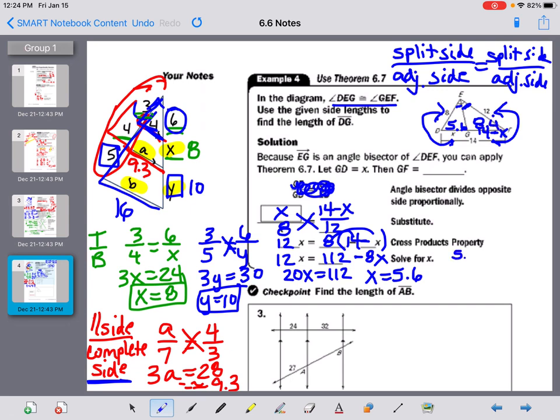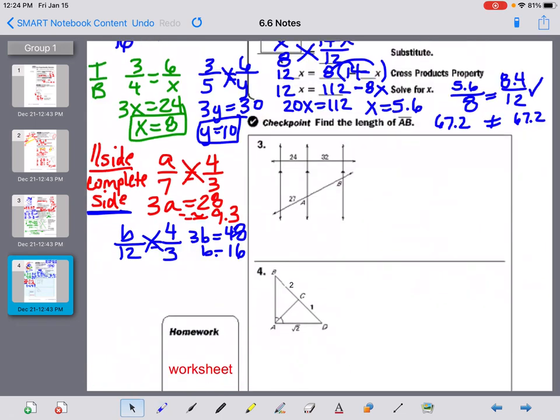And if we check, and we go 5.6 over 8, and 8.4 over 12, again, the easy way to check these is to cross multiply. 5.6 times 12 is 67.2. 8.4 times 8 is 67.2. They are equal, so these are a good ratio. Okay? Split over adjacent equals split over adjacent.